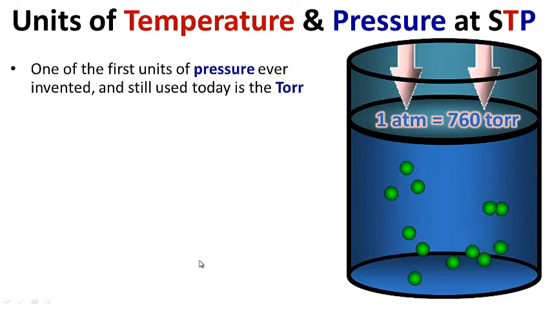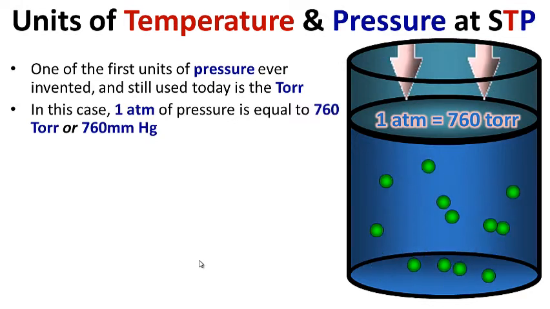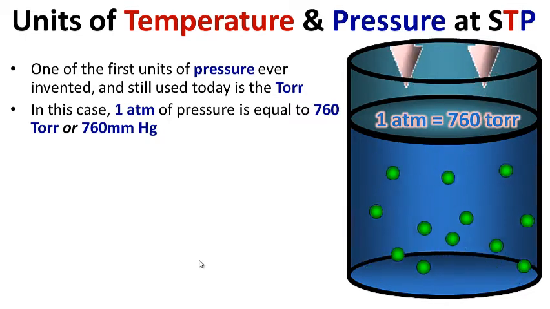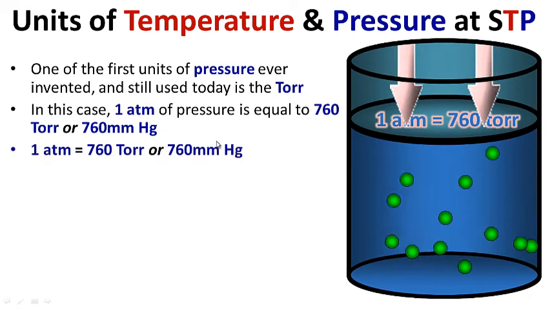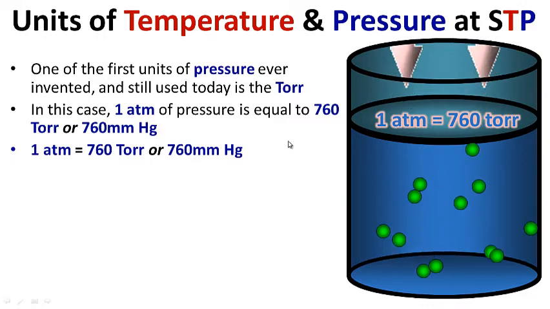One of the first units of pressure ever invented and still used today is the torr. In this case, 1 atmosphere of pressure is equal to 760 torr, or 760 millimeters of mercury. Think of torr and millimeters of mercury as the same thing. So 1 atmosphere is equal to 760 torr, or millimeters of mercury.